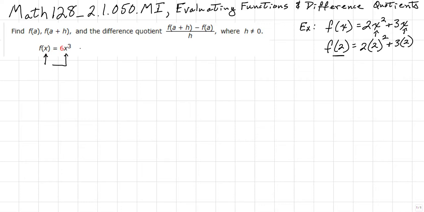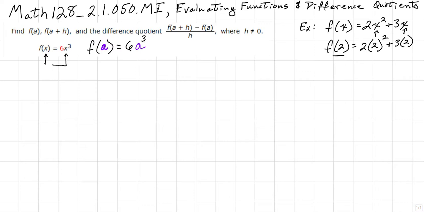So the first thing that we want to do is go ahead and find f of a. That means that we will replace x with a in our function. So if a is the value that we want to find, we'll go ahead and simply state, okay, 6 times, and then we'll replace x with a, and that's to the third power. That's your answer, 6a to the third power.